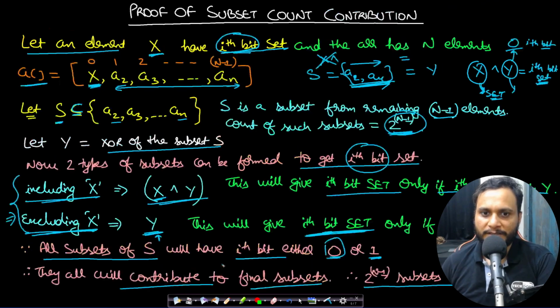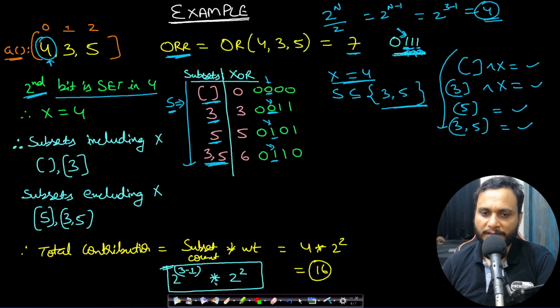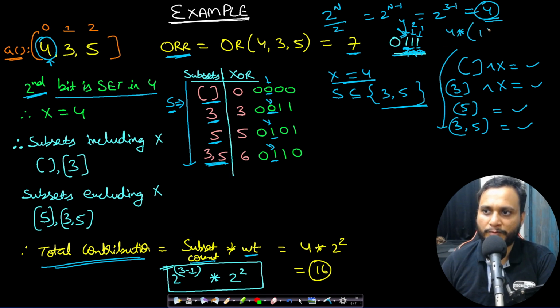And that explanation is already given here, right? So you can just go through it once again. You will definitely understand. So this is the entire explanation for the proof. Therefore, the total contribution will be the subset count multiplied by the weight, because I know that this weight is 1, this weight is 2, this weight is 4. And you know that each of the set bit is having 4 contribution, which is 2 to the power of n minus 1. So multiply 4 with 1 plus 2 plus 4, and that will be your result.